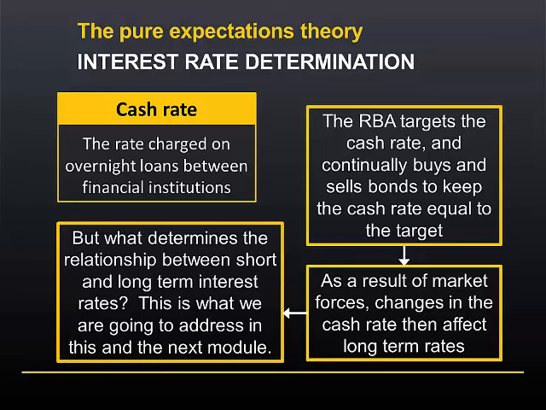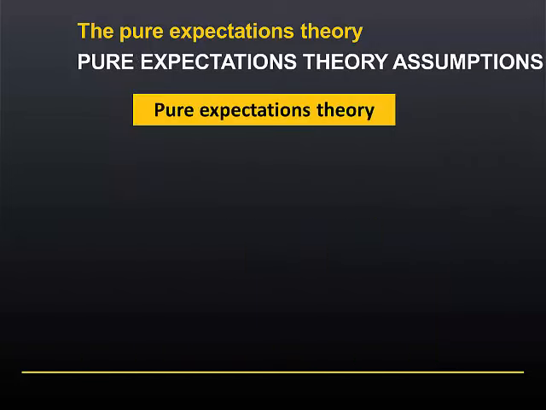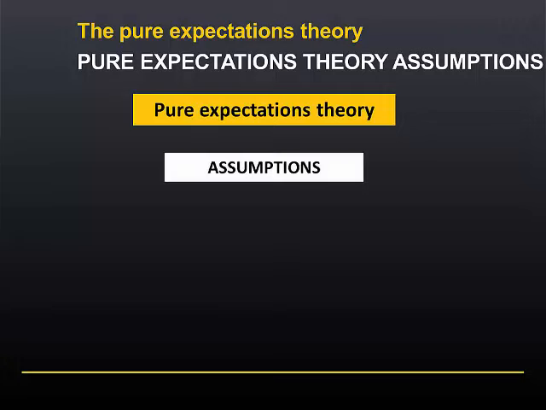But how do short-term rates affect long-term rates? What determines the shape of the yield curve? In this module and the next, we will look at two theories behind the term structure of interest rates and the shape of the yield curve. The first of those theories is the pure expectations theory, and we will look at the assumptions behind this theory.